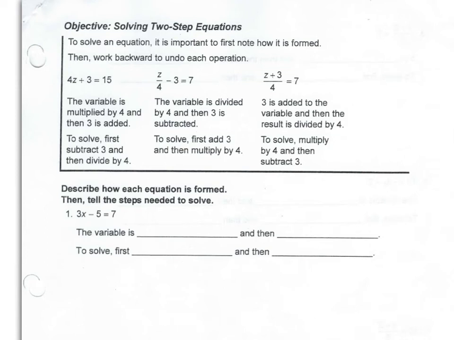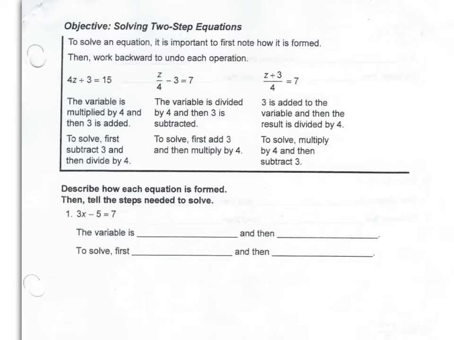Today's lesson is over solving two-step equations. We just finished up solving one-step equations. Now we're going to see what happens when we add a couple other things in there. It's really important to understand that you need to follow order of operations, and then when we solve, we're going to undo those order of operations.